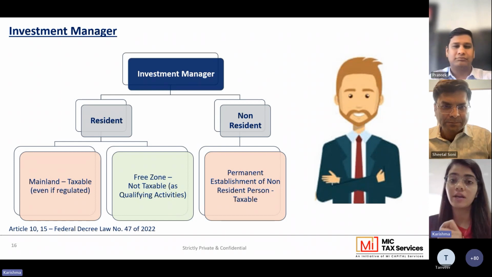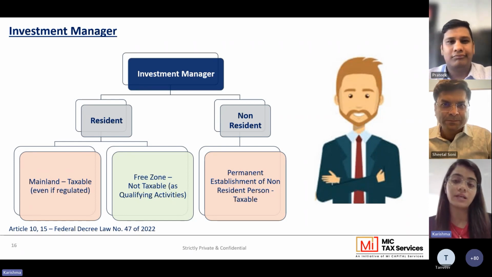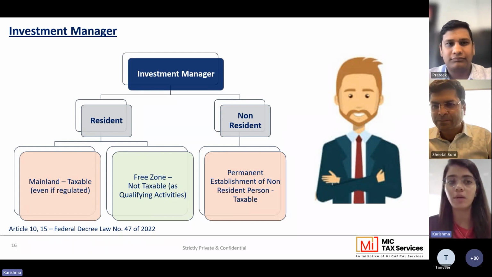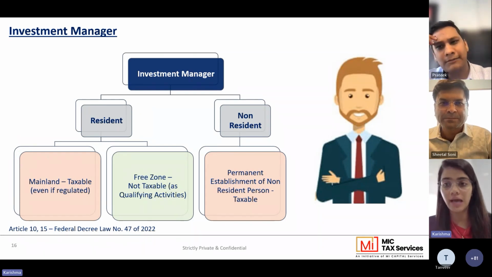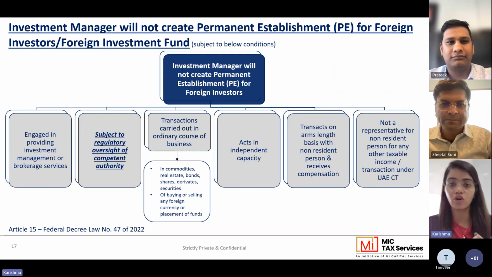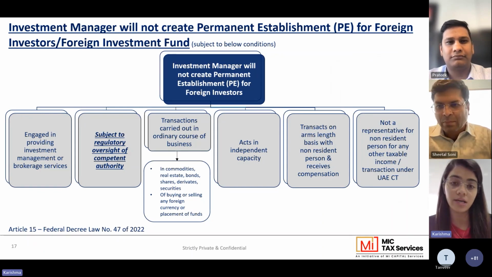If you are a non-resident investment manager, but you have a permanent establishment within the country, then you would come under the corporate tax purview. So that's the major taxability on how an investment manager would be taxed within the country under the corporate tax law. Now, as I explained earlier, a non-resident person that forms a permanent establishment in the country will be taxable under the corporate tax law.